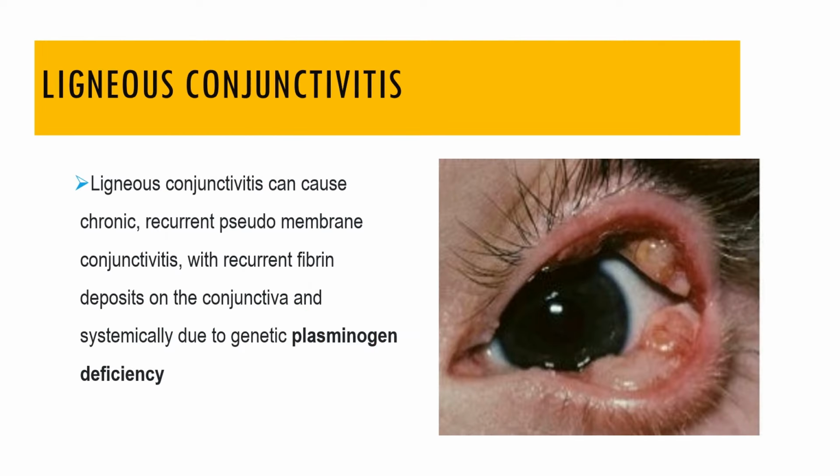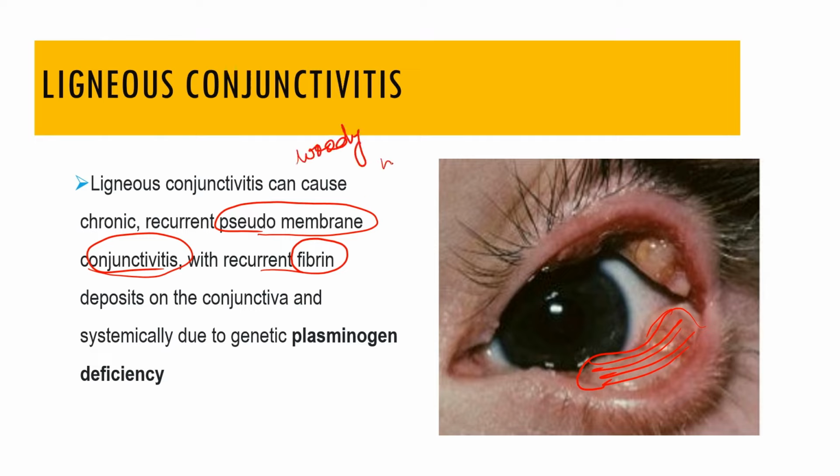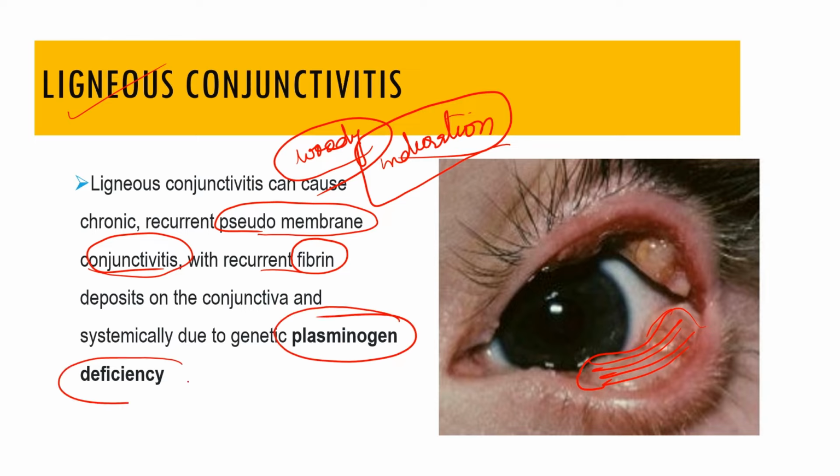Now, when we're talking about pseudomembrane conjunctivitis, there is a sort of disease in which you have genetic plasminogen deficiency. So what happens is you will have recurrent pseudomembrane formation, and this membrane is actually formed of fibrin deposits. So these fibrins, which are getting deposited time and again in this patient, will lead to a pseudomembrane formation that has a very woody feeling to it. Okay, so there's a woody induration to these membranes, and such a conjunctivitis is called ligneous conjunctivitis, and it happens because of the plasminogen deficiency.